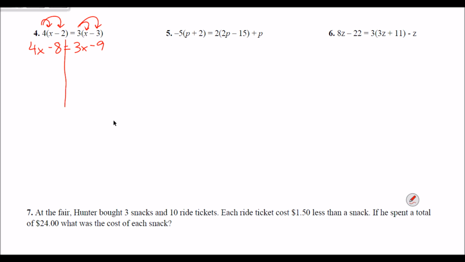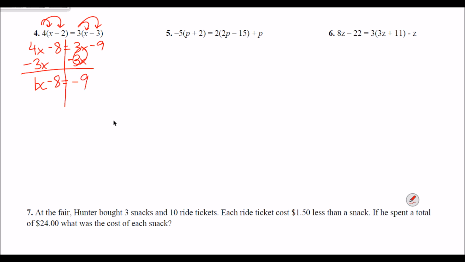And I notice that I have a variable on the left and on the right side of the equation. So I want to move the smaller of the two. I have a 4x or a 3x. So 3x is smaller. In front of the 3x is no sign, so that means I want to subtract so that it becomes 0. So if I have 4 and subtract 3 from it, we get 1x. The subtract 8 comes down, and the subtract 9 comes down and becomes negative 9.